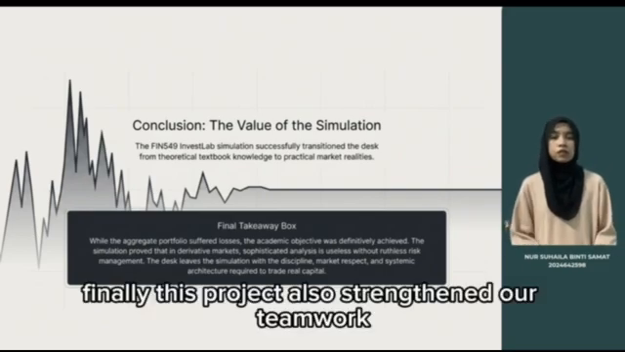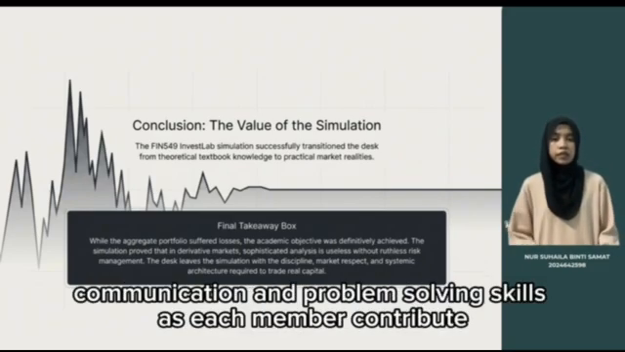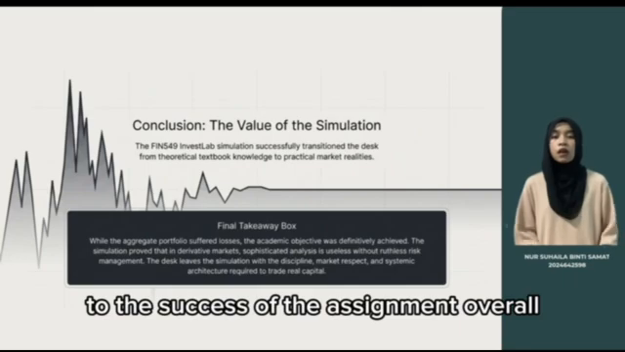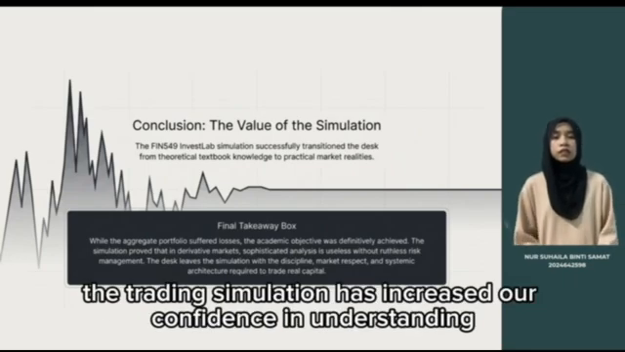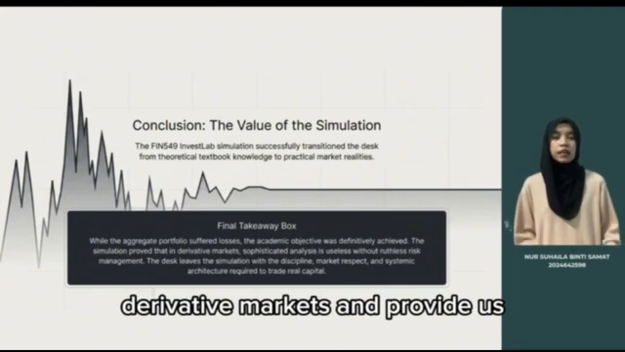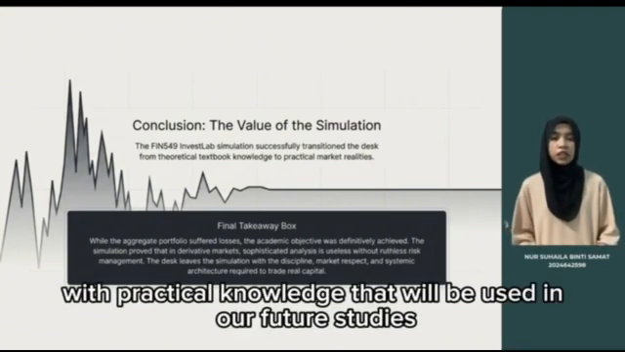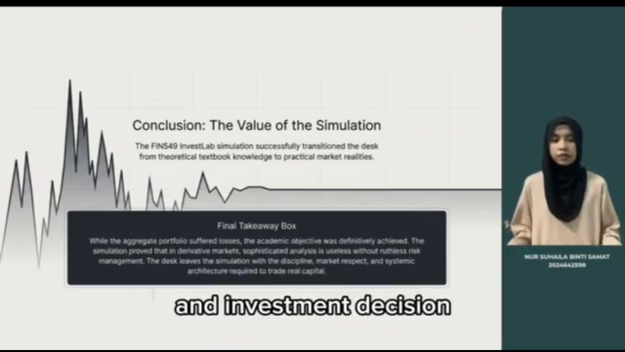Finally, this project also strengthened our teamwork, communication, and problem-solving skills as each member contributed to the success of the assignment. Overall, the trading simulation has increased our confidence in understanding derivative markets and provide us with practical knowledge that will be used in our future studies and investment decisions.